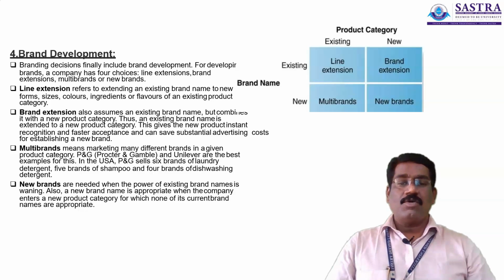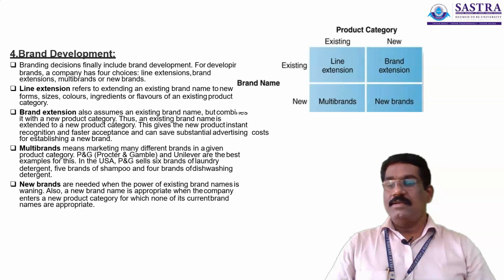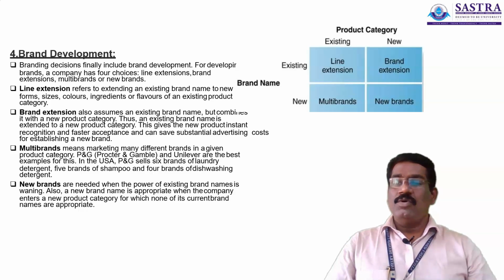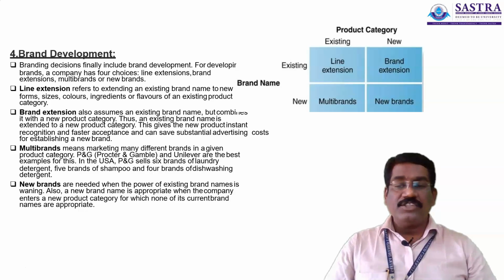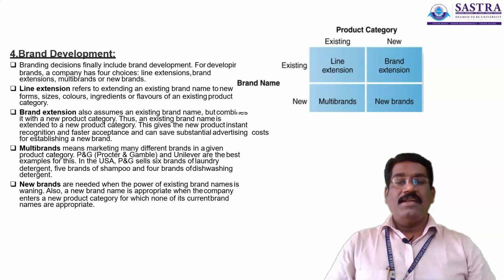And in the next quadrant, multi-brand, you have a case of new brand name and existing product category. Multi-brands means marketing many different brands in a given product category. For example, Procter & Gamble and Unilever are the best examples for this. In the USA, Procter & Gamble sells 6 brands of laundry detergent, 5 brands of shampoo, and 4 brands of dishwashing detergent.